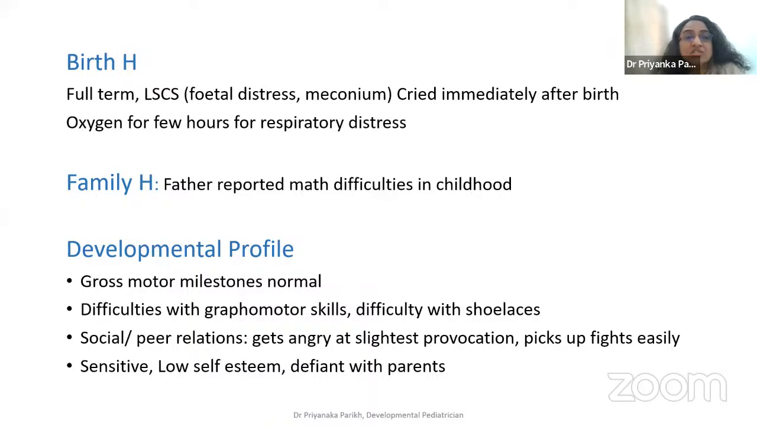Now, coming back to this child, when looking at his development, the gross motor milestones were quite fine. They actually didn't remember in detail because the child is now in 9th grade, but nothing concerning too. So they said that everything was on time. But the child had difficulties with what we call as graphomotor skills. So the fine motor, use of hands, we call it graphomotor.